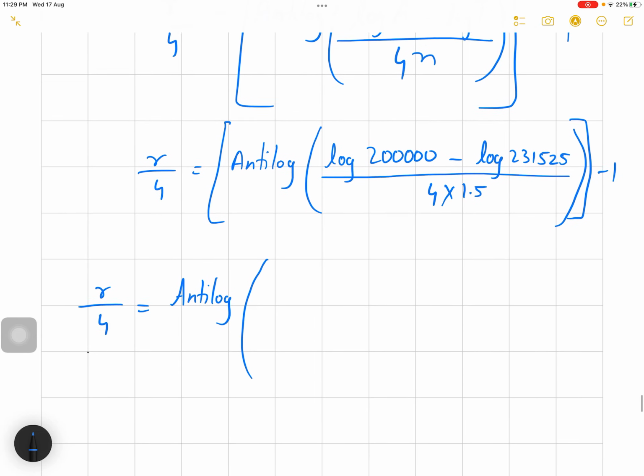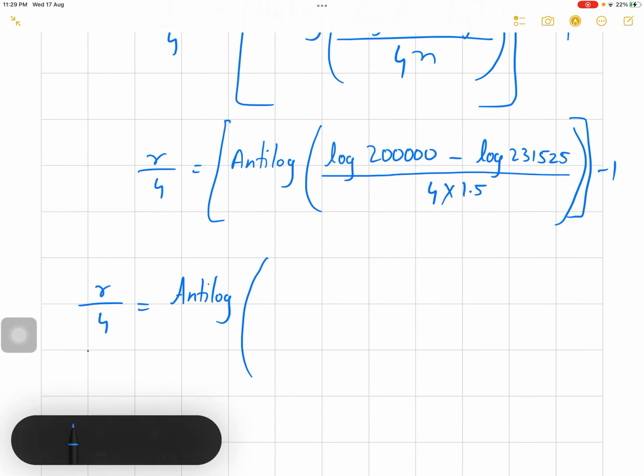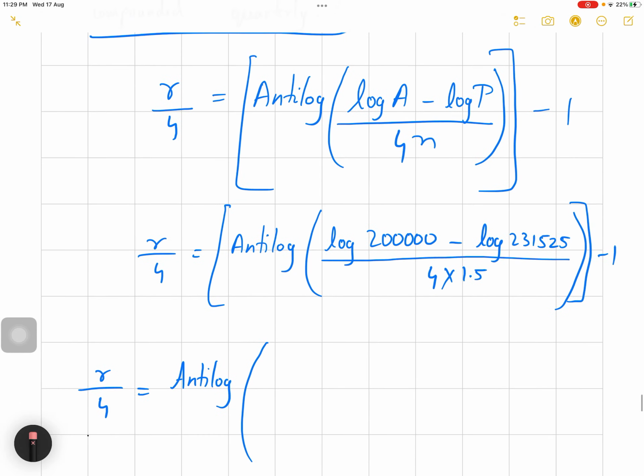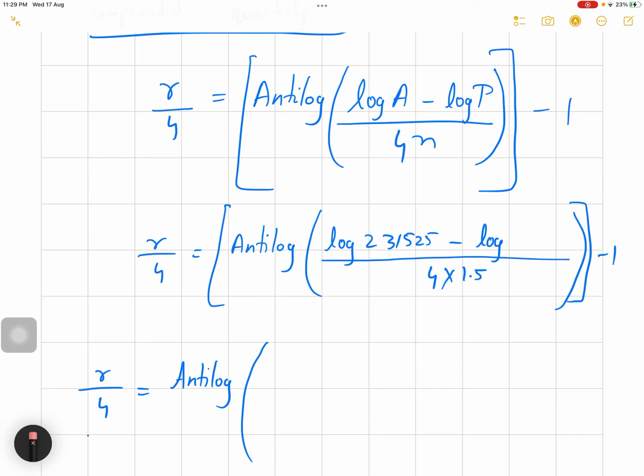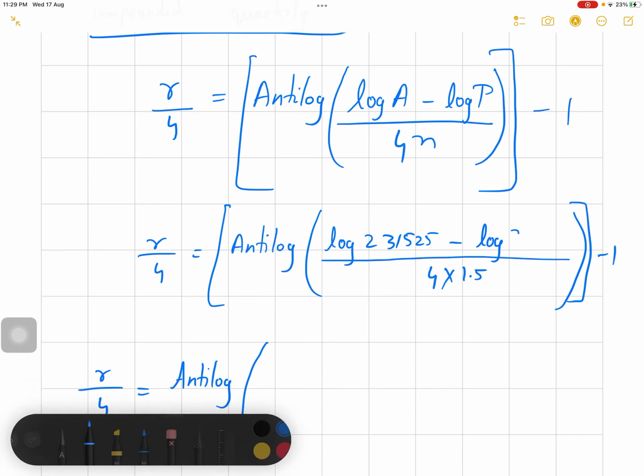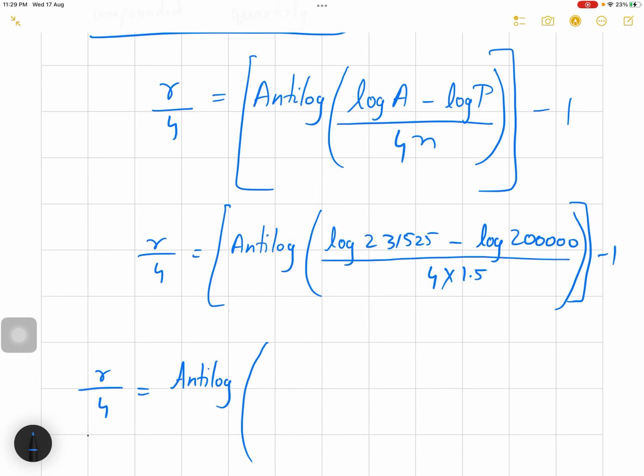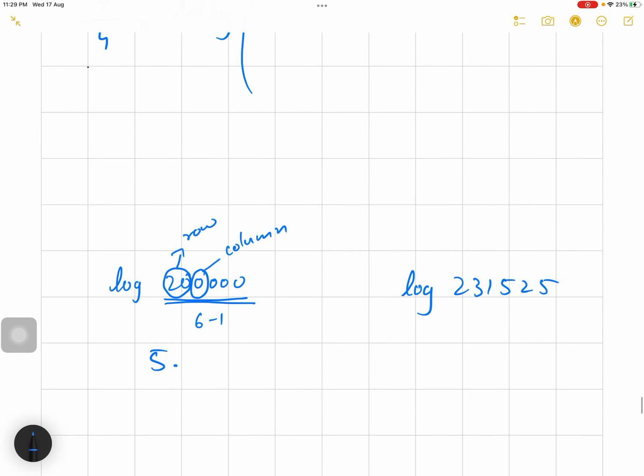Just a second, I have done one small blunder. Okay, substitution. Log A is 2,31,525 and log P is 2 lakhs. So let's find for 2 lakh only. It came 3010. Mean difference is 0, so you are adding nothing.